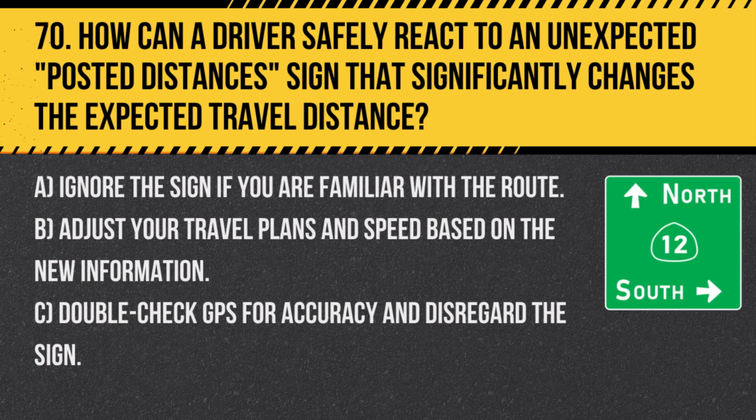Question 70. How can a driver safely react to an unexpected posted distances sign that significantly changes the expected travel distance? A. Ignore the sign if you are familiar with the route. B. Adjust your travel plans and speed based on the new information. C. Double-check GPS for accuracy and disregard the sign.